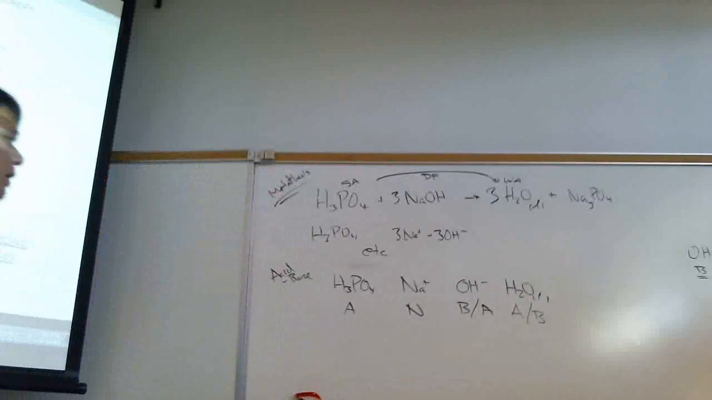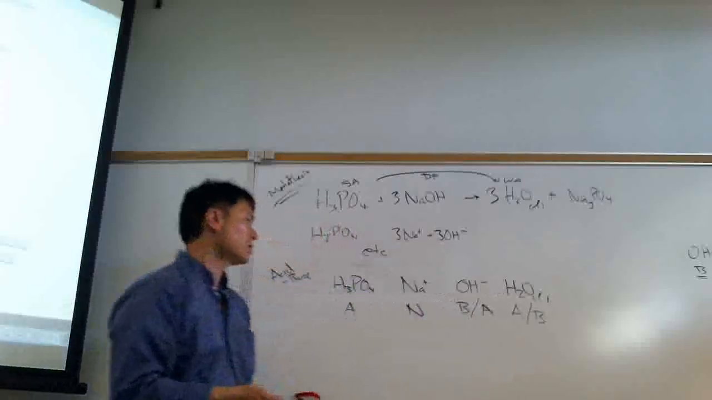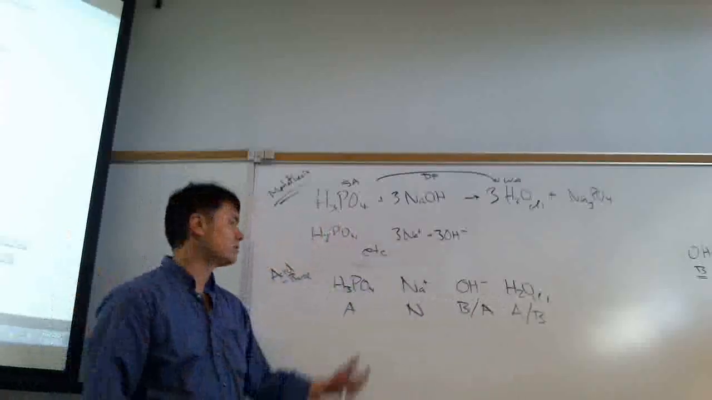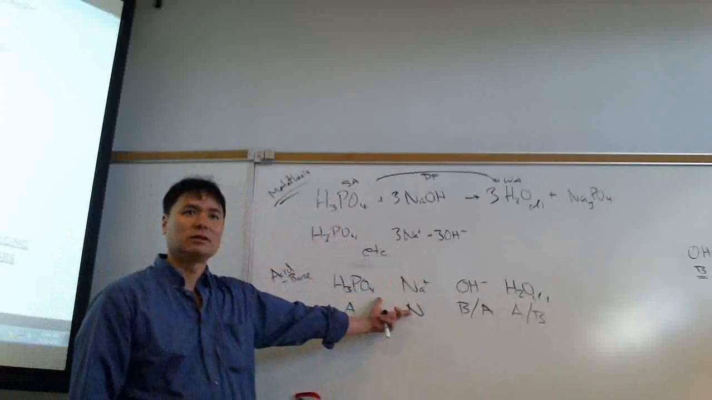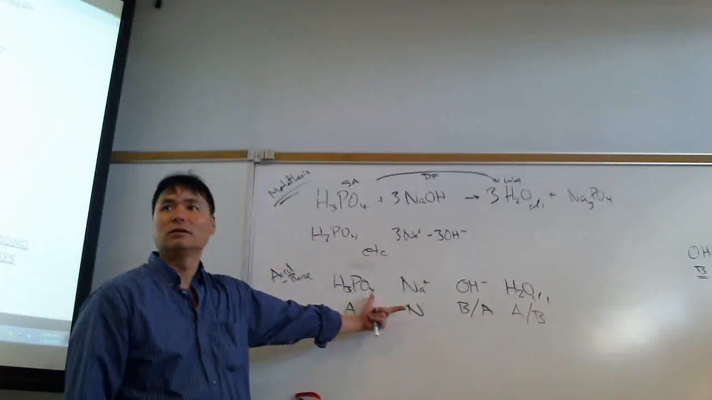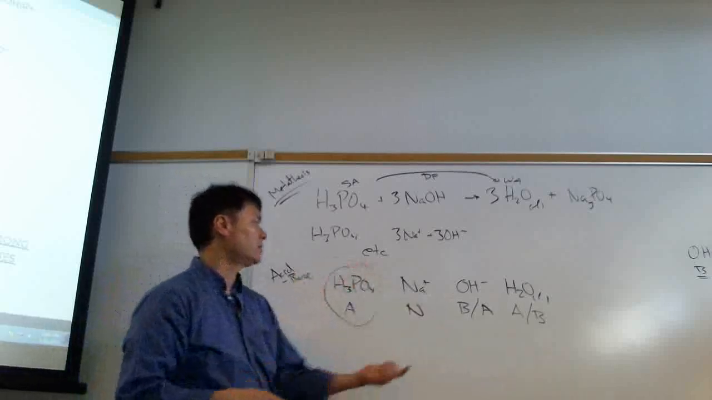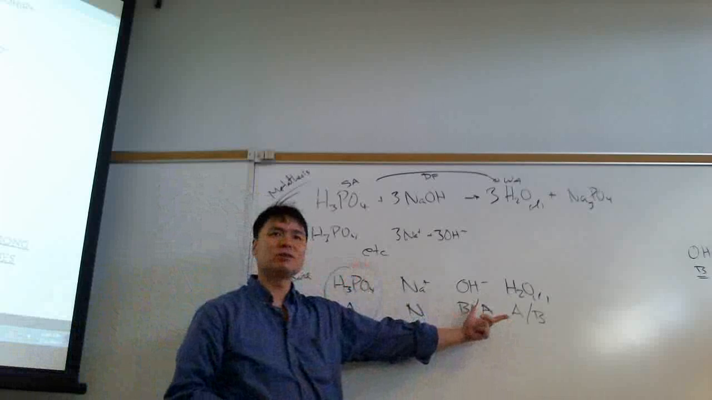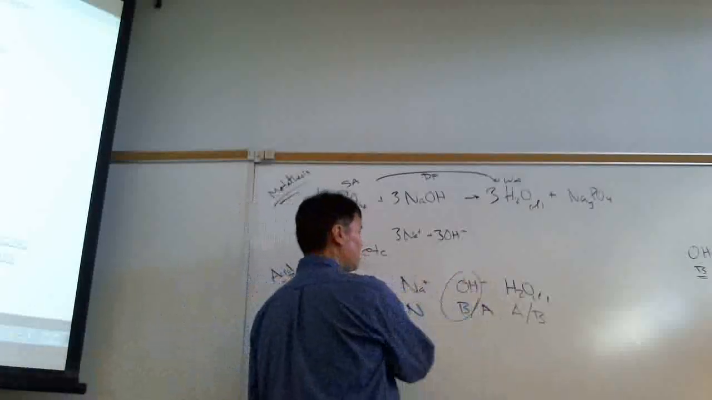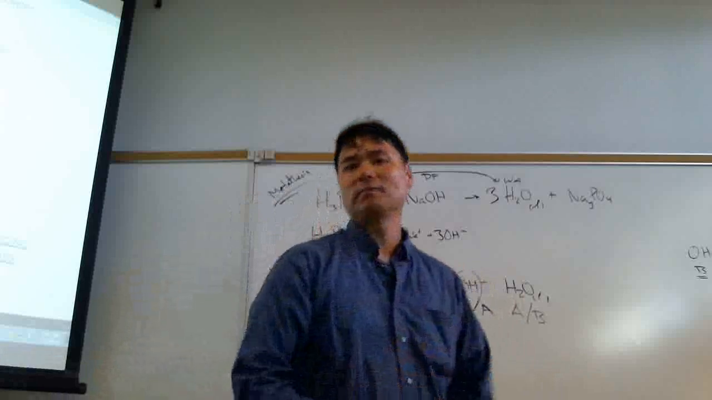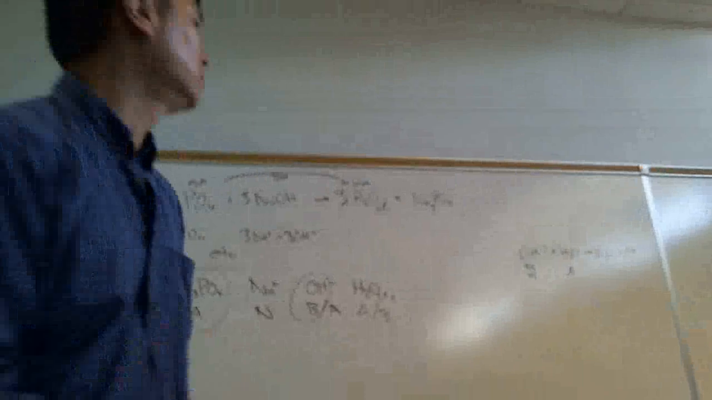Well, now we have 3 acids to choose from, and we just look, which one's the strongest acid? We don't even need the chart for this because out of these 3 acids, which one do you think is the strongest? H3PO4. Out of these 2 bases, which one do you think is stronger? Hydroxide. And so we pick the strongest acid and the strongest base and then react them. Okay, so do that.